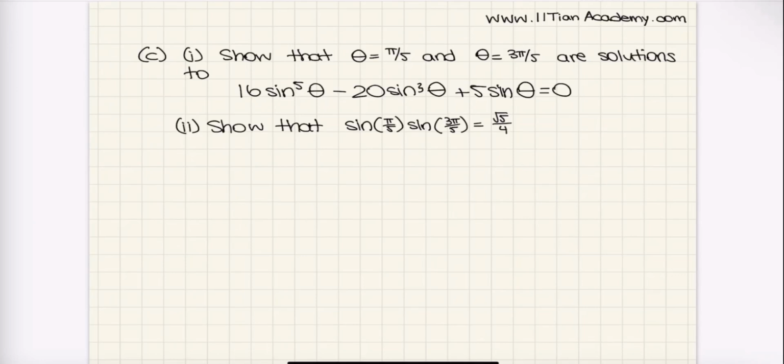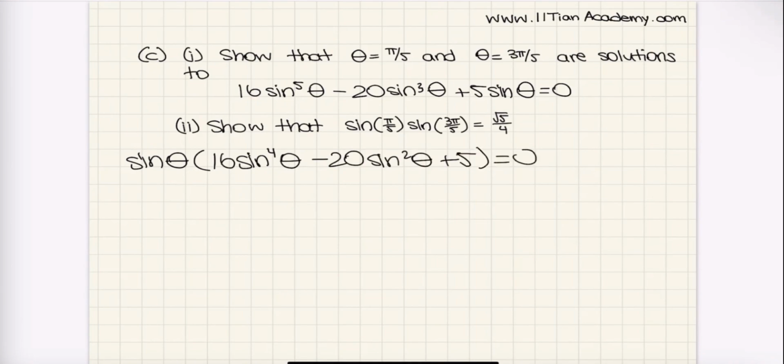Show that theta is equal to pi over 5 and theta is equal to 3 pi over 5 are solutions to the equation. Okay, so the first thing I'm going to do is factor out a sine theta from here. So we're going to get sine theta times 16 sine to the power 4 theta minus 20 sine squared theta plus 5 is equal to 0.